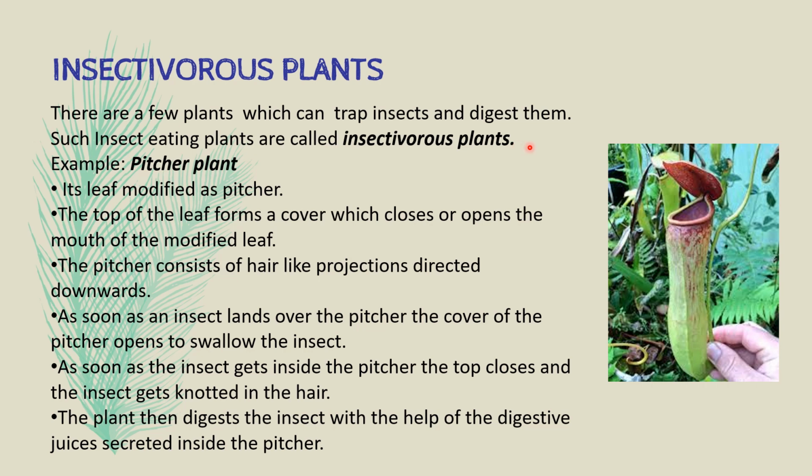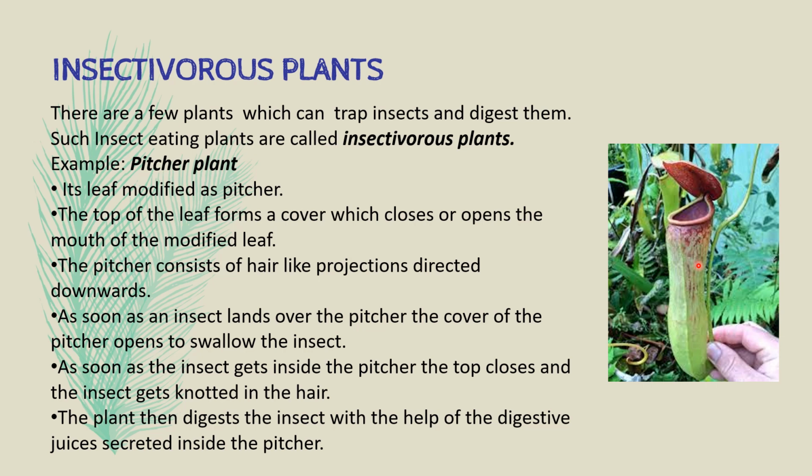In this example, you can see in the picture, its name is pitcher plant. And what is the meaning of pitcher? Pitcher means it's like a jug. You can see that here it looks like a jug, a long narrow container, that is called a pitcher. That is why this plant's name is pitcher plant.